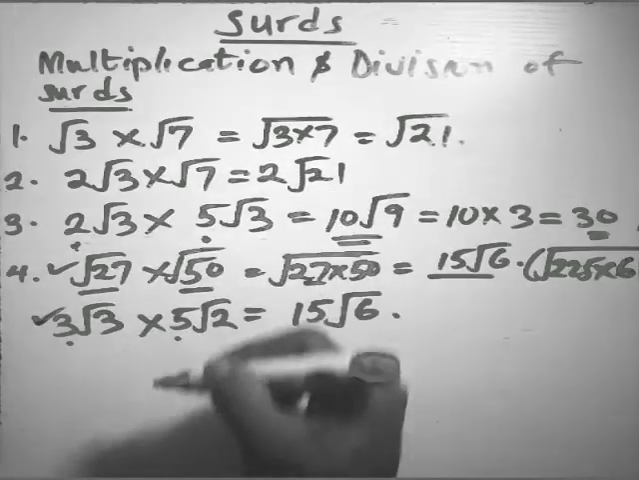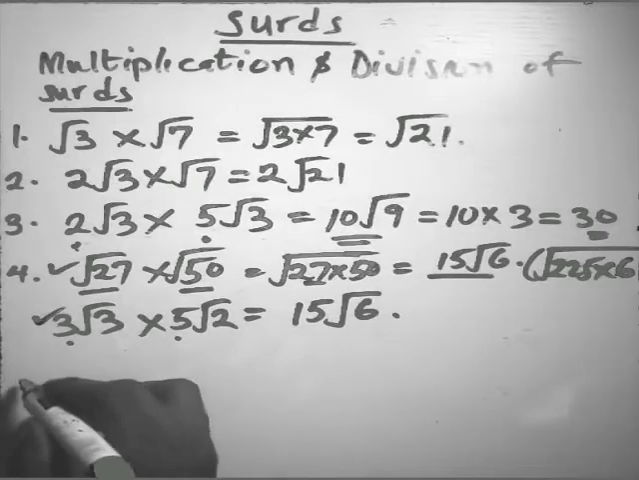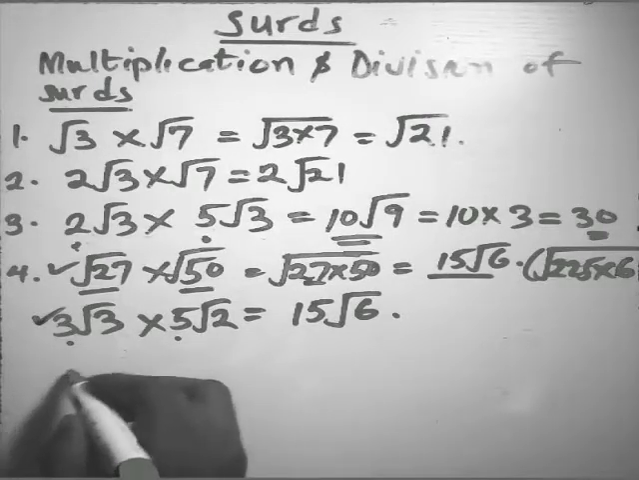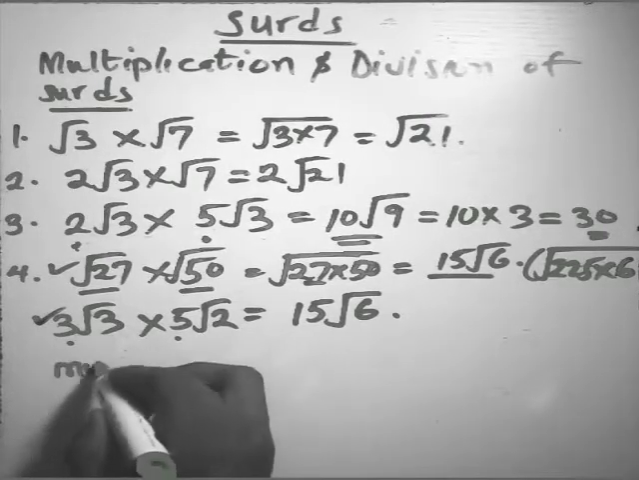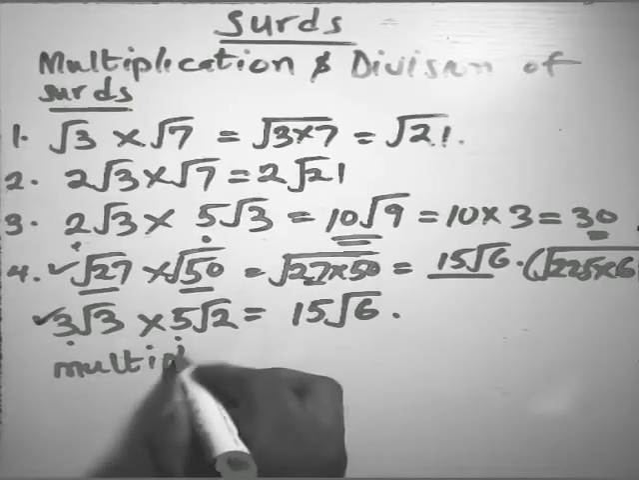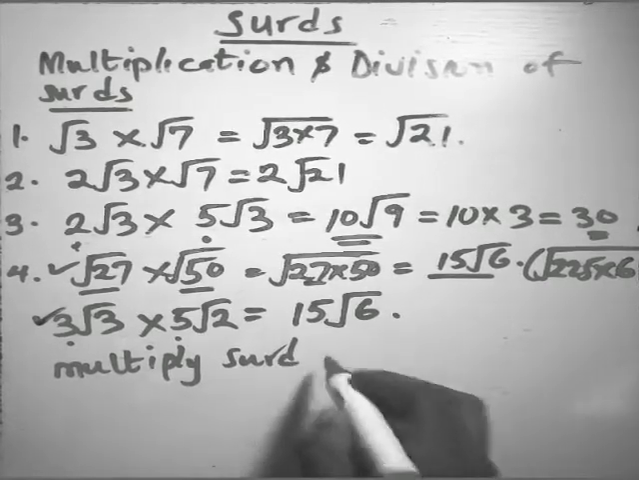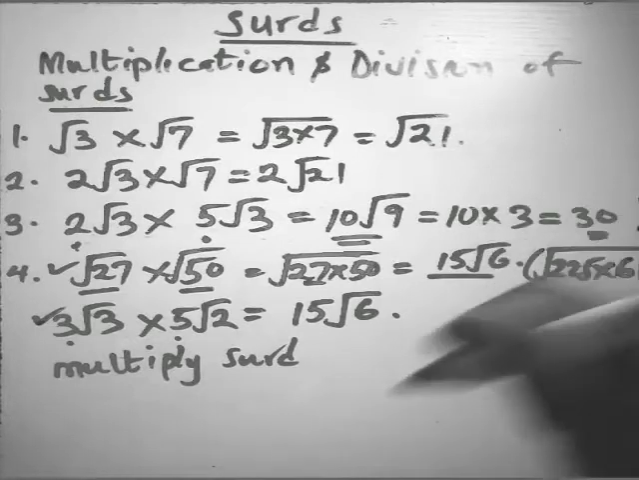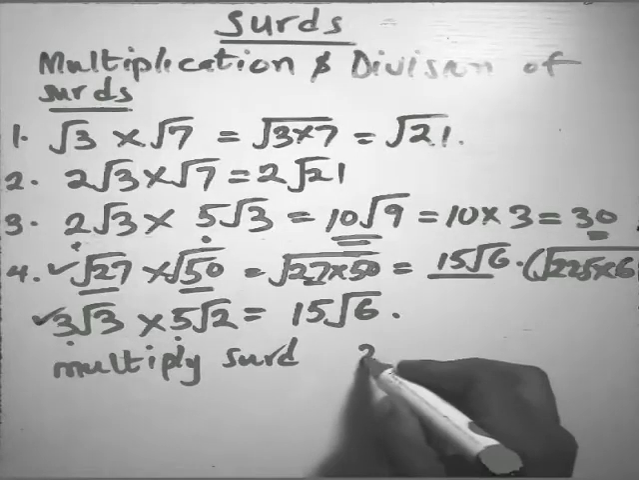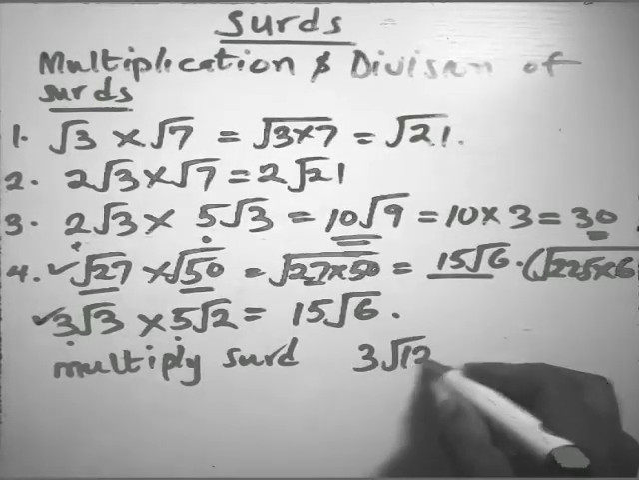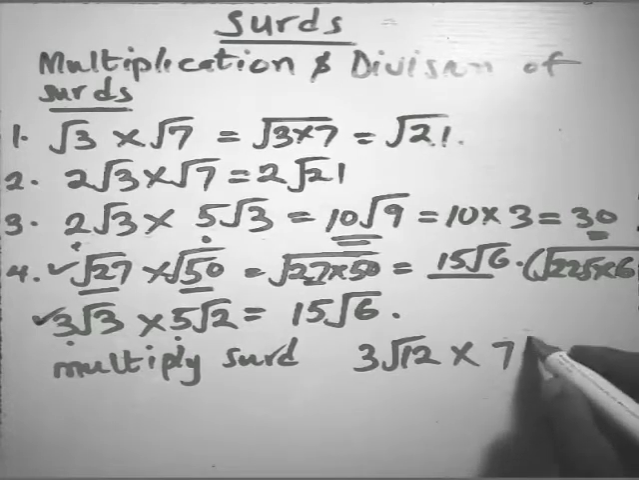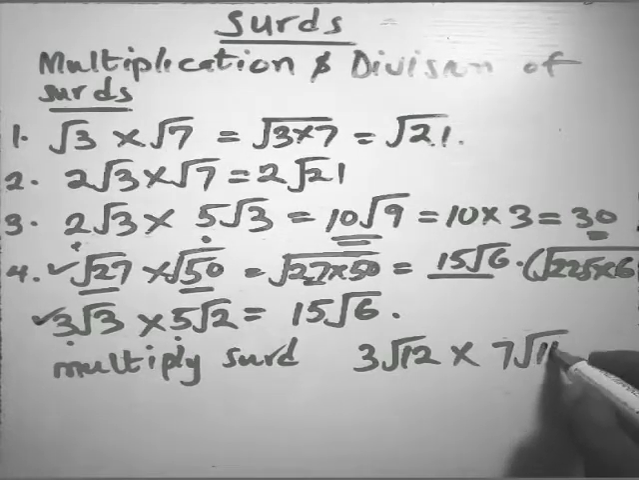At the end of this particular multiplication, let me drop this. Multiply this particular surd and put your answer in the comment section below: 3 root 12 times 7 root 14.